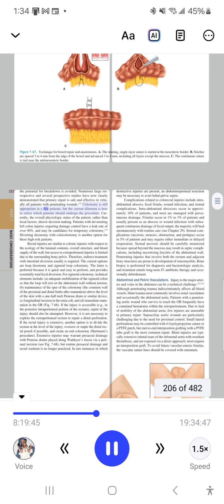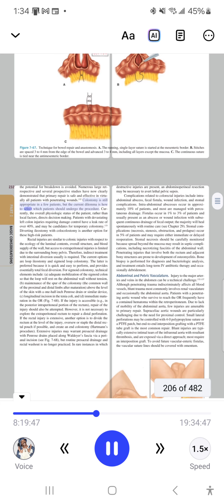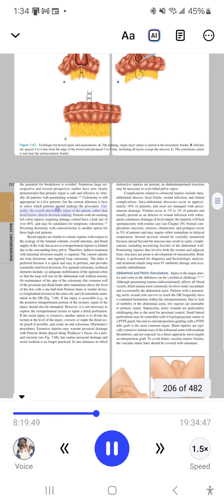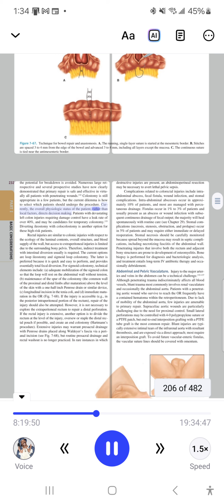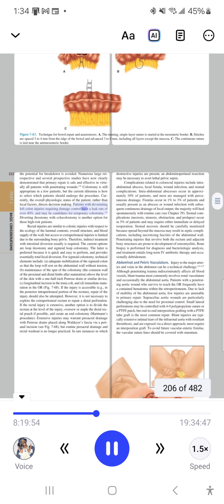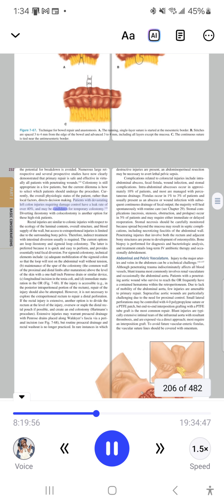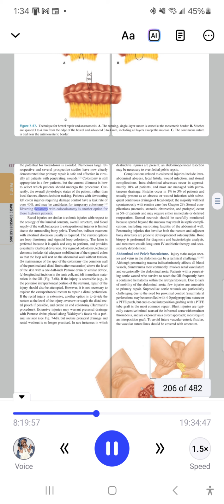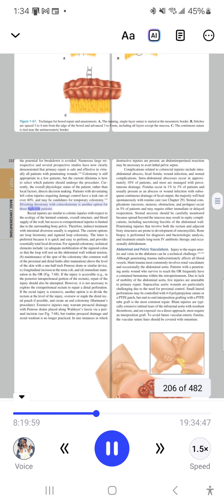Colostomy is still appropriate in a few patients, but the current dilemma is how to select which patients should undergo the procedure. Currently, the overall physiologic status of the patient, rather than local factors, directs decision-making. Patients with devastating left colon injuries requiring damage control have a leak rate of over 40% and may be candidates for temporary colostomy. Averting ileostomy with cholecolostomy is another option for these high-risk patients.